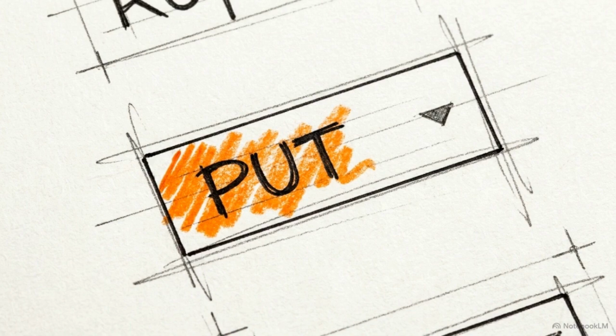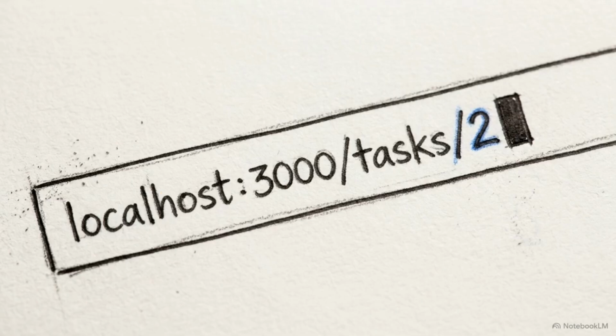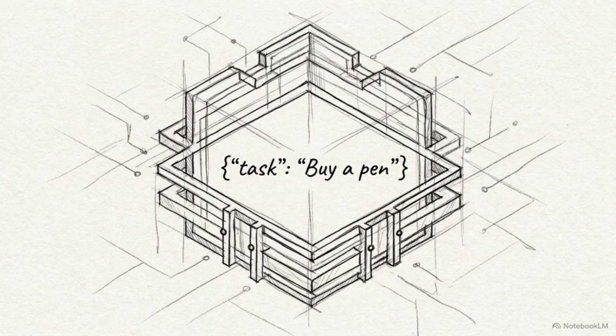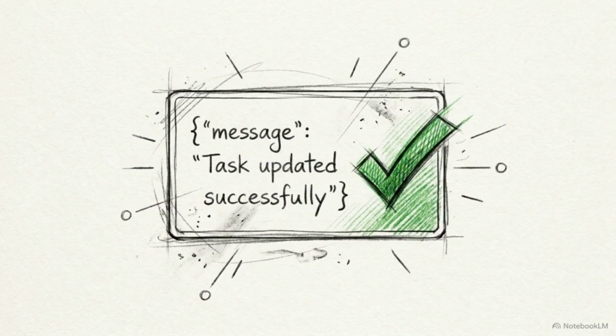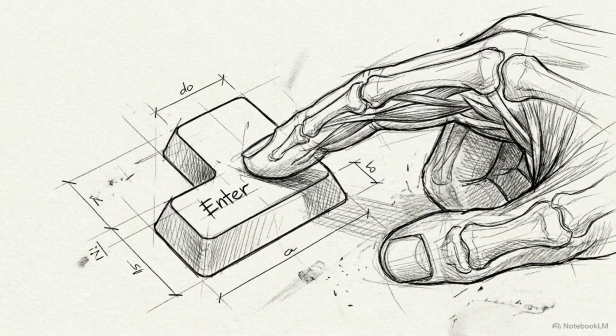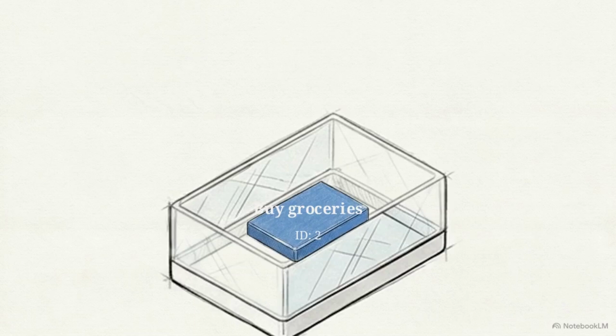In Postman, select the new PUT method and append the ID of the task you want to change to the URL. Send the updated task data in the body. The server should respond with a message confirming the change. Check the data one last time with a GET request. The old string should be gone, replaced by your new update.